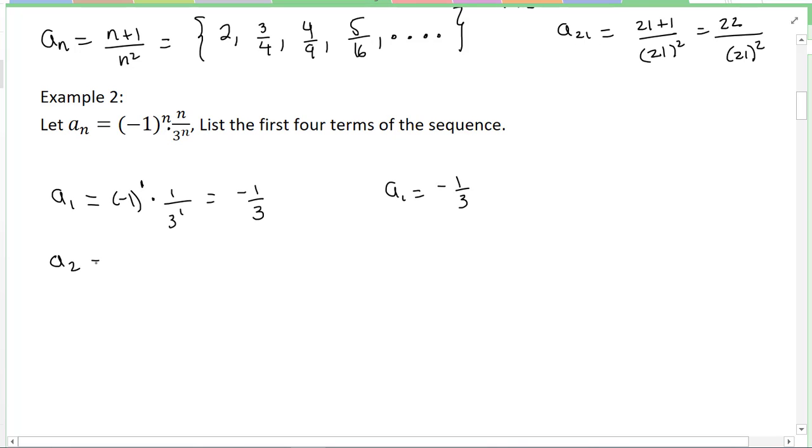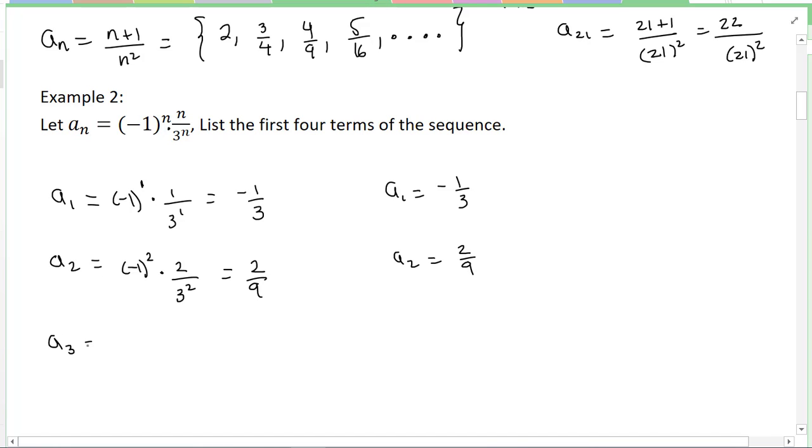A sub 2 is, again, we replace the n with 2. So negative 1 squared, which will be positive, times 2 over 3 squared. So that will become a positive, right? Negative 1 squared is positive, 2/9. So a sub 2 is 2/9.